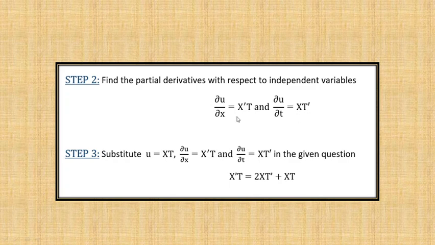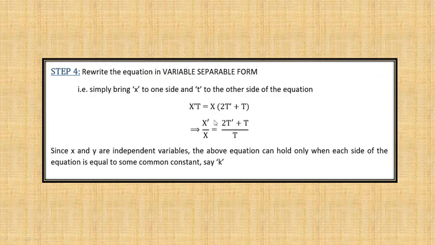Now let us substitute the values of u, that is X into T, and ∂u/∂x, which is X dash into T, and ∂u/∂t, which is X into T dash, in the given partial differential equation. We are able to obtain X dash T equal to 2XT dash plus XT. Now we collect all the terms of X, so that we get X dash T is equal to capital X into (2T dash plus T).